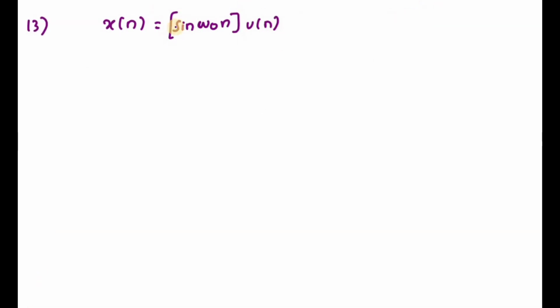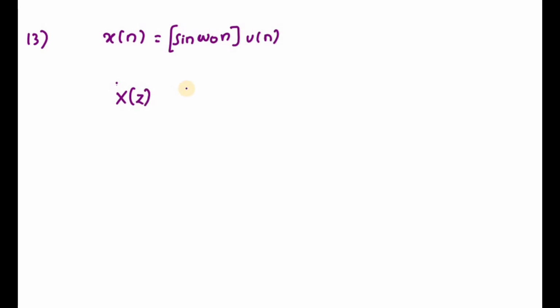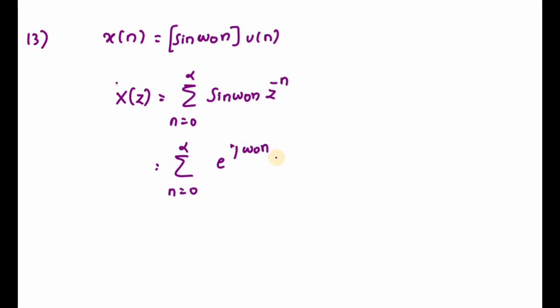So the given problem is x of n equal to sine omega naught n u of n. So I can write x of z equal to summation n equal to 0 to infinity, because I have u of n, of sine omega naught n z power minus n. This sine I can write as e power j omega naught n minus e power minus j omega naught n, divided by 2j. So this is the formula for sine omega naught n.